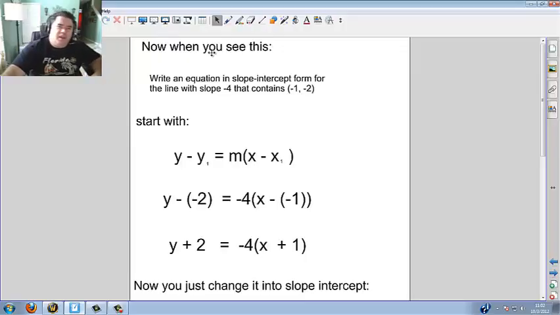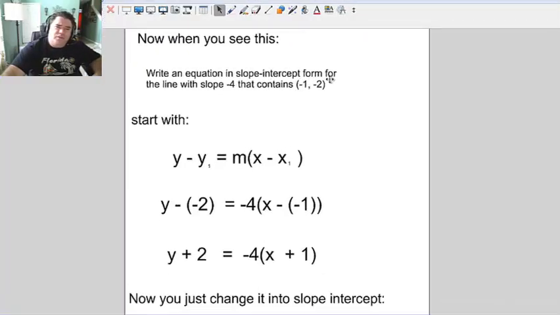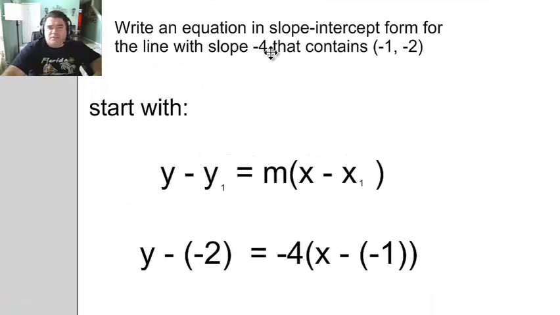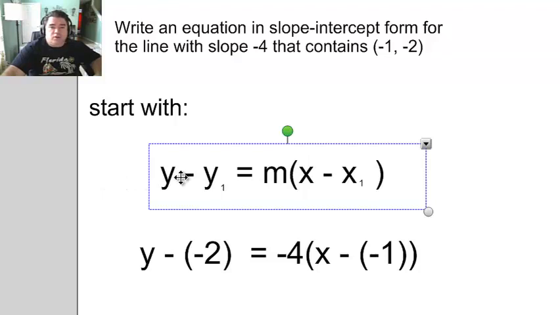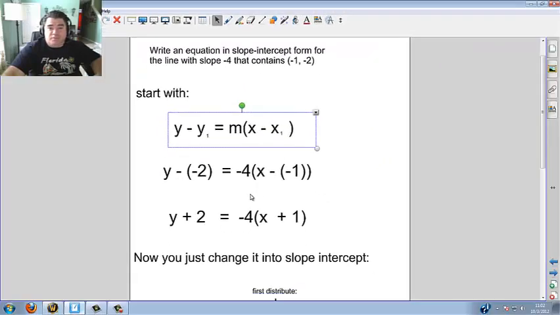And back. Now when you see this, write an equation in slope-intercept form for the line with a slope of -4 that contains -1, -2. Well, go ahead and start with our initial form here, our point slope. Let's stick in what we know. Stick in -1 for your x, -2 for your y. Notice that the two negatives touching will make a positive, as will these. And stick in -4 for your slope.